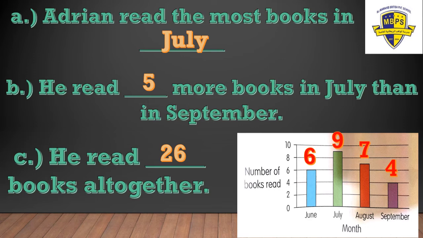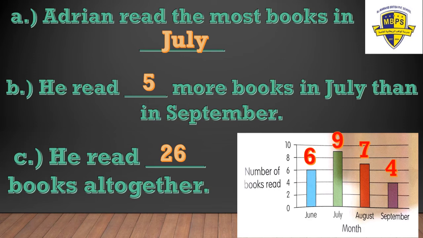Okay, so we are going to compare between the numbers. Now we have number 6, number 9, number 7 and number 4. So which number is the biggest? Very good. Number 9 is the biggest. And 9 comes in which month? Yes, it's July. So Adrian read most books in the month of July. And you can see that the bar is bigger in July. Okay? Let's go to the next one.